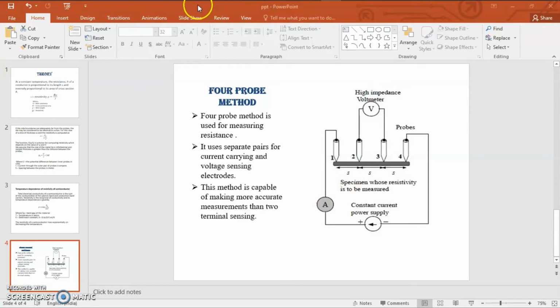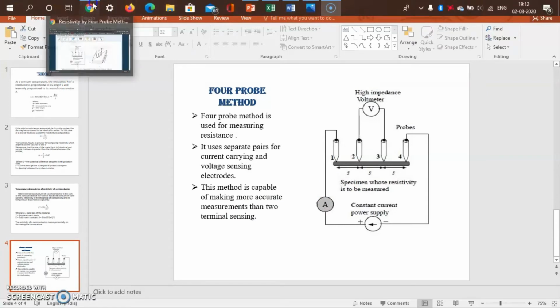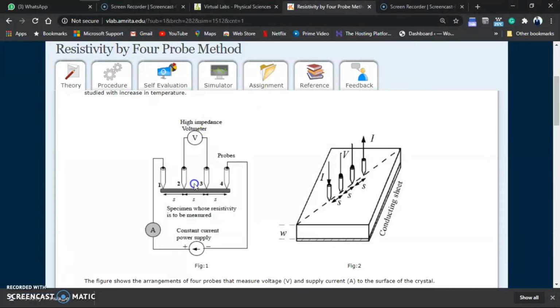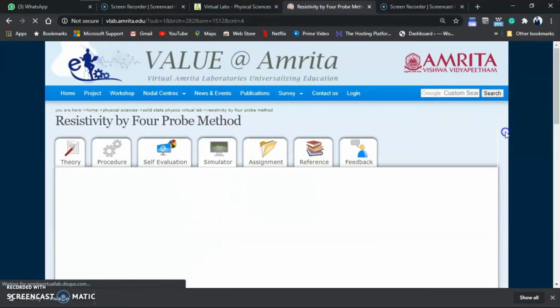And the second concept is the DC supply. In this, they haven't marked polarities, but in a DC circuit, we should always show the polarities. And why not AC supply? Because V by I is equal to impedance. So this was all the theoretical part. Now let us focus on the simulation. So click on the simulator.